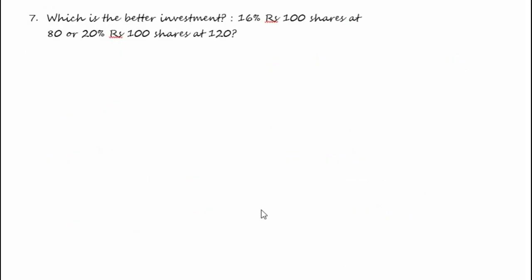Next problem: which is the better investment? 16% rupees 100 share at 80, or 20% rupees 100 share at 120. The first one is 16% rupees 100 share at 80. This is the first one. The second one is 20% rupees 100 share at 120.